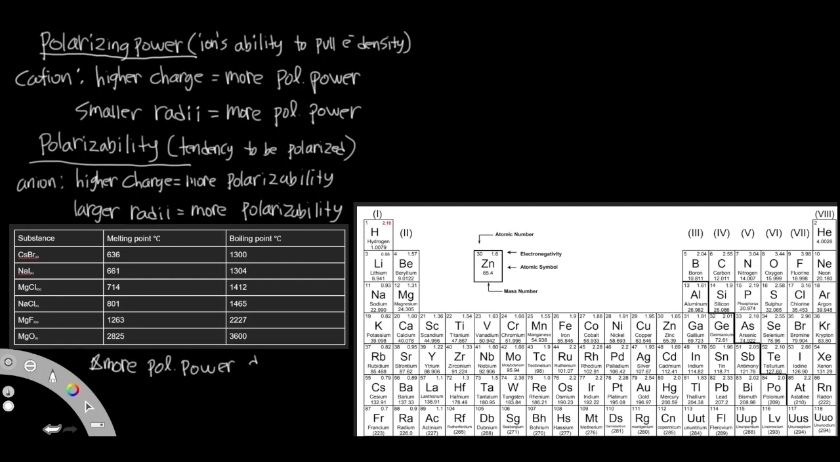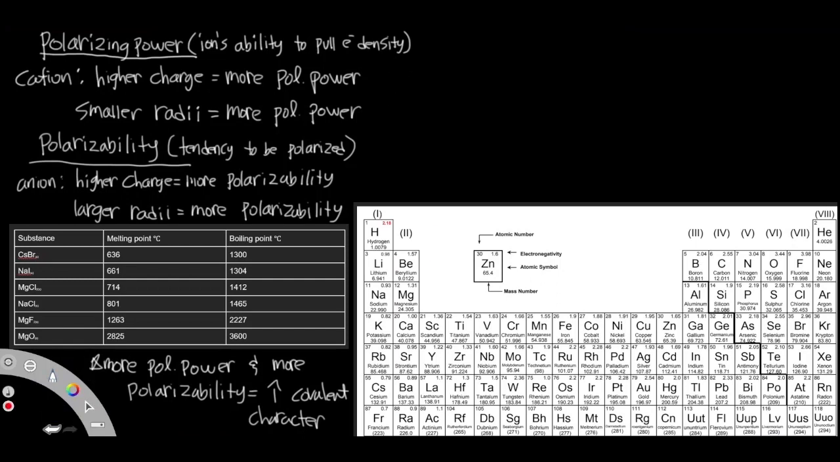More polarizing power and more polarizability, what does it equal? It equals more covalent. Here I'll just write it as an increase in covalent character. And obviously the opposite is true vice versa. So let's look at a few examples.